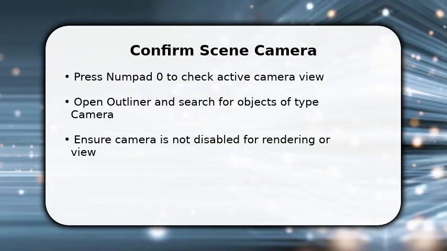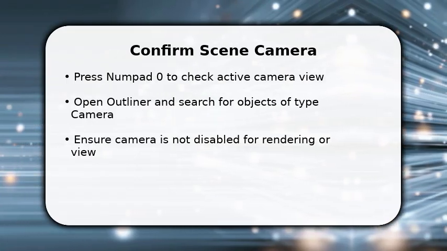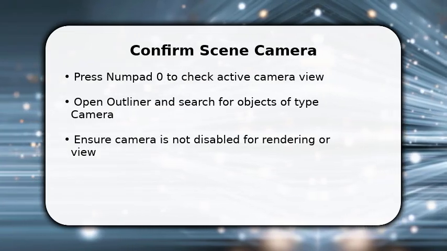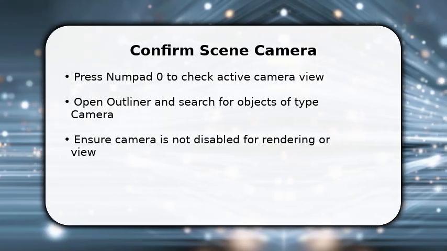Once found, make sure the camera's render and viewport icons are enabled. If the camera is hidden or disabled, enable it now. This step avoids chasing UI glitches and gets you into the first actionable fix immediately.